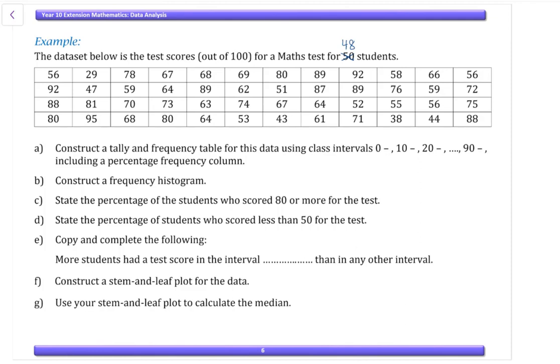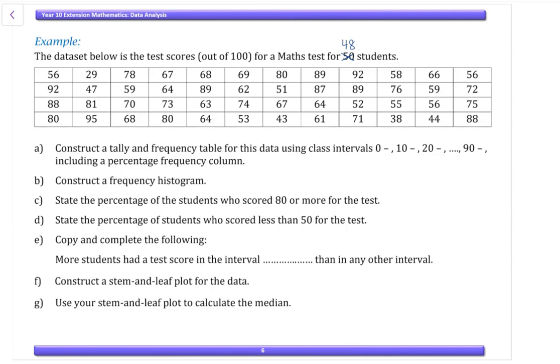Okay, so we have a whole heap of data here that's showing test results for 48 students. It says construct a tally and frequency table for this data using class intervals 0 upwards, 10 upwards, 20 upwards, etc. So we're going to go, because it's discrete data, 0 to 9, 10 to 19, 20 to 29, etc.